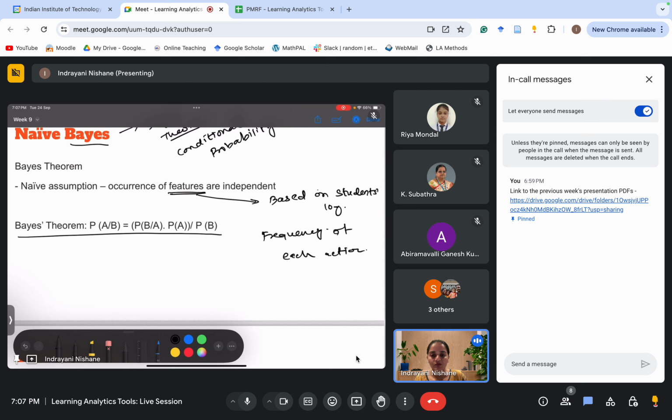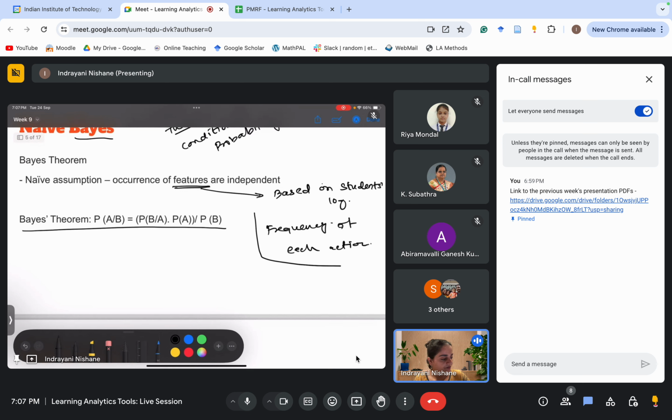And for a classroom setting: attendance, then their performance in projects, then their performance in assignments, their mid-semester marks. All these could be a possible set of features for classroom settings.